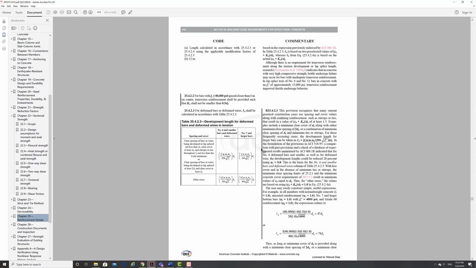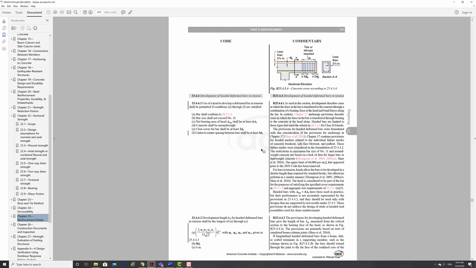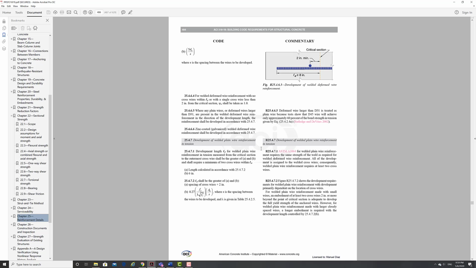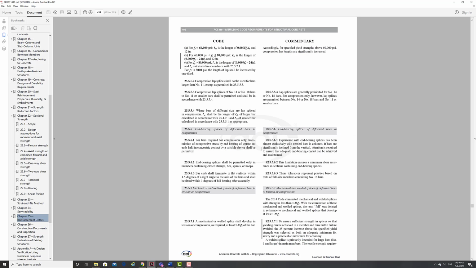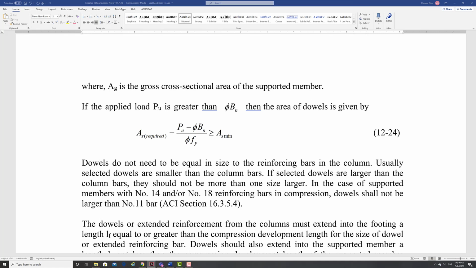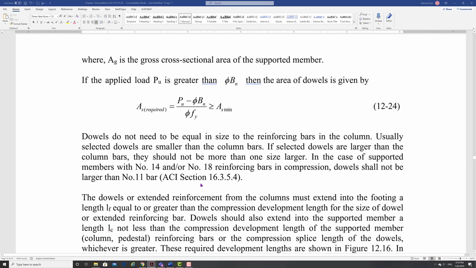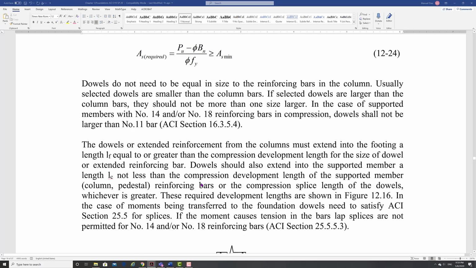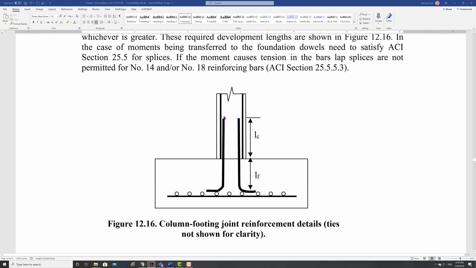And 25553 tells you that number 14 and 11 bars to number 11 or smaller shall be permitted. Okay? So that's where you have it. So that's the exception to that. Otherwise, no more than one size larger to do your dowels. The dowels, of course, will extend right into the footing.